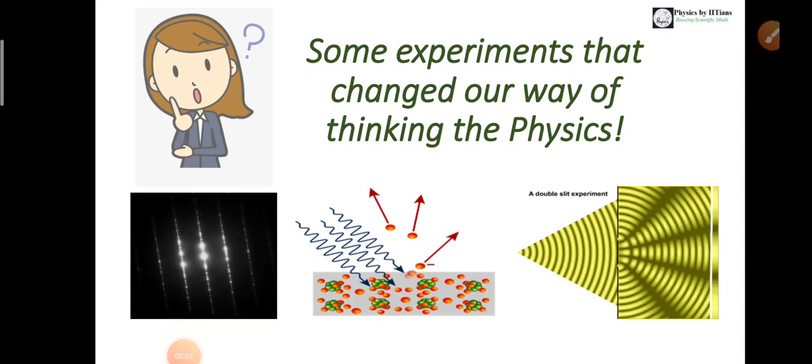Today we shall understand the importance of experiment in physics in this lecture, and we shall discuss the revolutionary experiments that changed the concepts or ideas of physics.